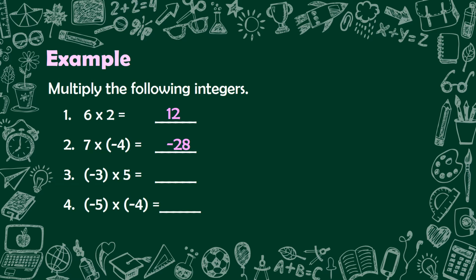So for number 3, we have negative 3 times positive 5. So again, we have different signs. So 3 times 5 is 15 and our sign will be negative. So our answer is negative 15. And last, negative 5 times negative 4. We have like signs, both negative. So 5 times 4 is 20, and since negative times negative is always positive, our final answer will equal to positive 20.